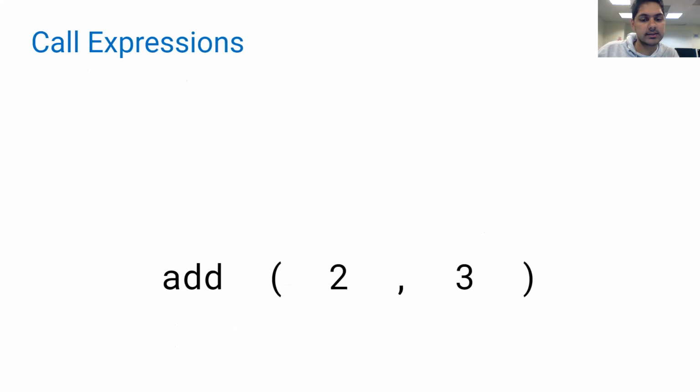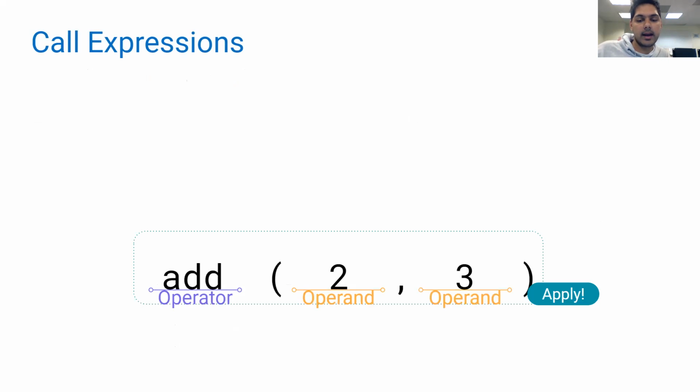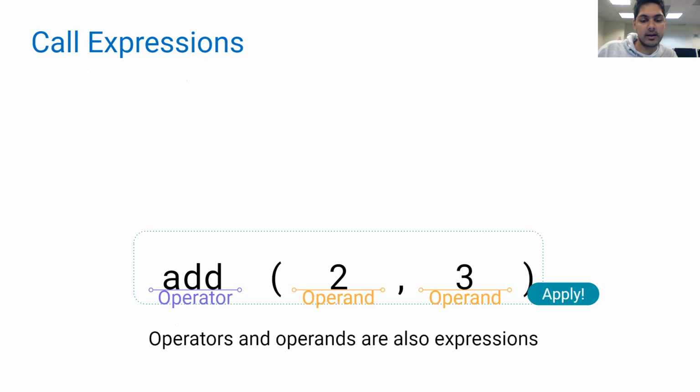So call expressions. We have the operator add and the operands 2 and 3. We say that we apply the operator to the operands. So apply the function add to the operands, or the inputs, 2 and 3. And that would return the value 5. So operator and operands are also expressions, as we can see.